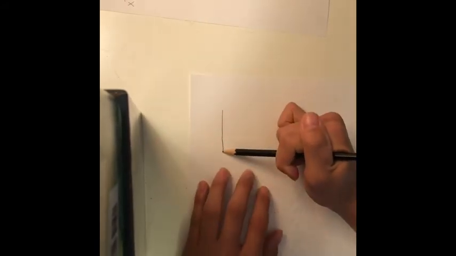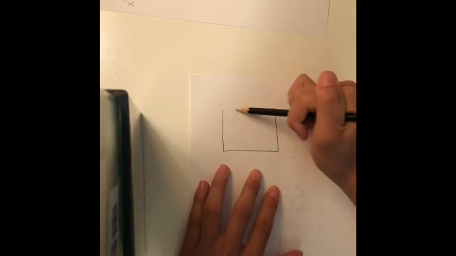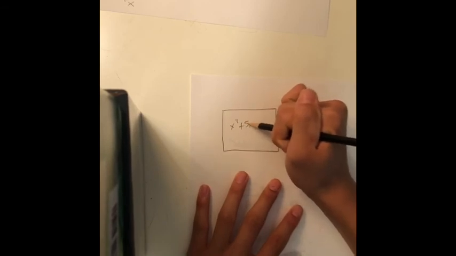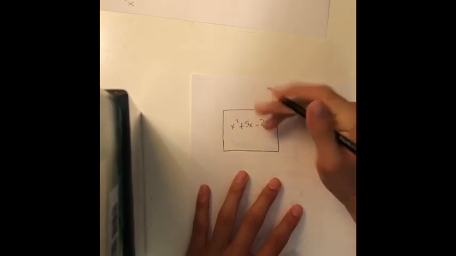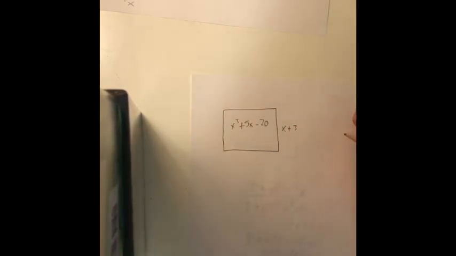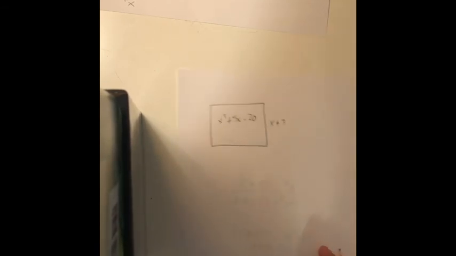Okay, for this problem, I got a new sheet of paper. So, the problem says that the area of the pool he's building is equal to x cubed plus 5x squared minus 20. So, I'm going to draw a rectangle, since we know the pool is a rectangle. And I'm going to write the area inside. And we also know that the width is x plus 3. And feel free to pause the video and do this on your own, and you can check your answer with mine at the end.